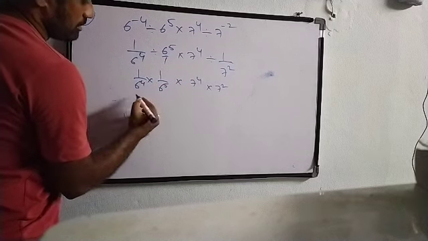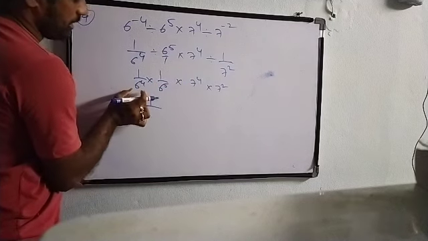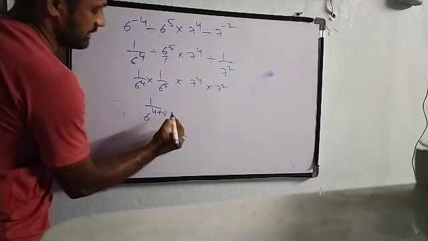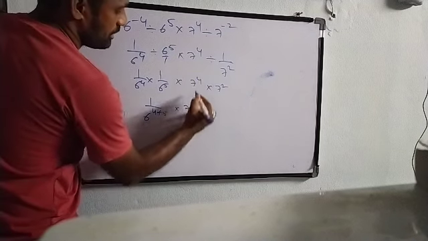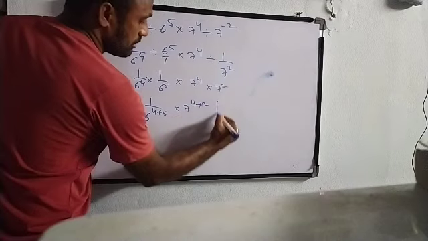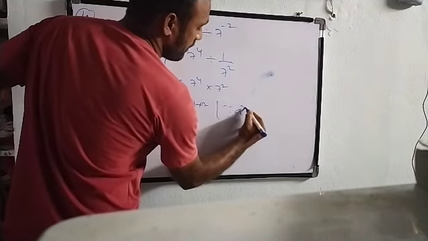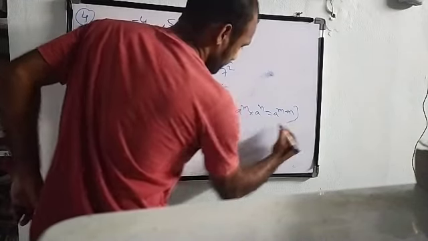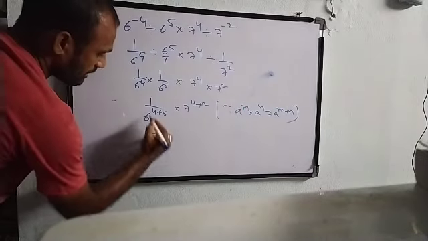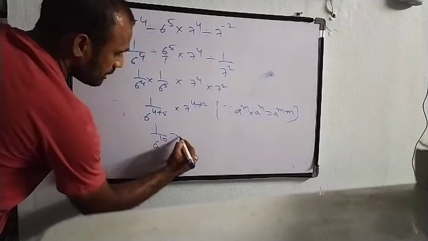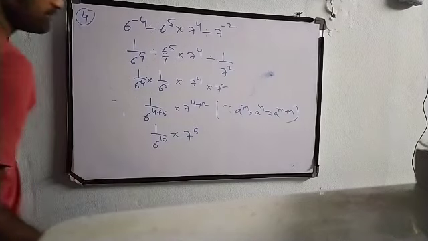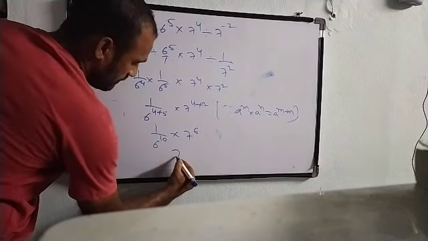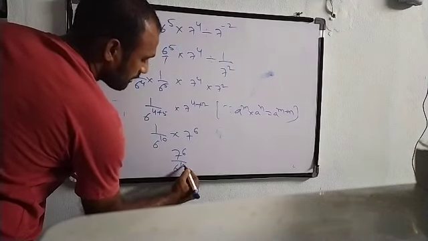That's what happened here. So 1 by, it is looking like in the denominator a power m into a power n, which we can write as a power m plus n, and here also a power m plus n. So we have used the law a power m into a power n is equal to a power m plus n. So 1 by 6 power 10 into 7 power 6. So it will be 7 power 6 by 6 power 10.